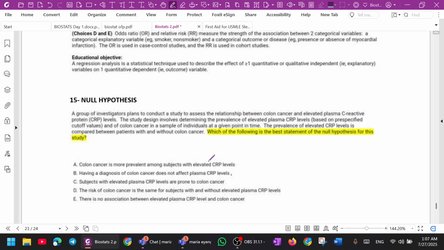Okay. Colon cancer is more prevalent in subjects with elevated CRP. No, having a diagnosis of colon cancer does not affect the causes. No, subjects with elevated plasma CRP level are found. No, the risk of colon cancer is the same in subjects with or without elevated plasma CRP.